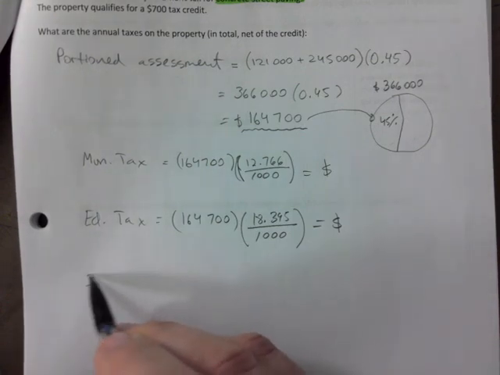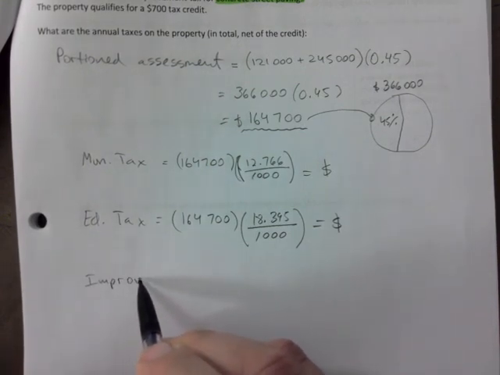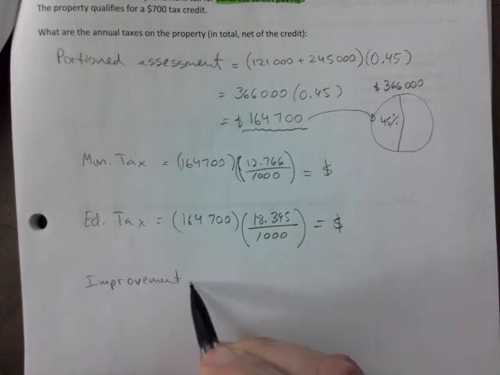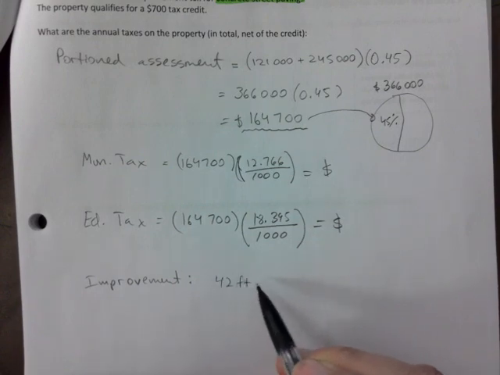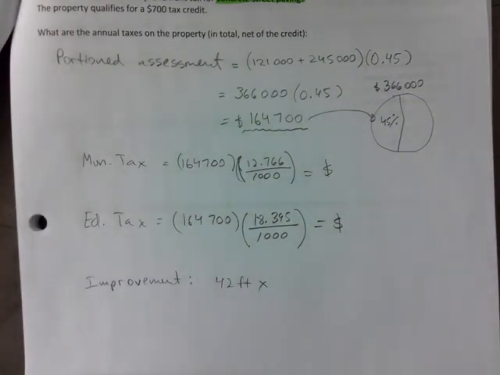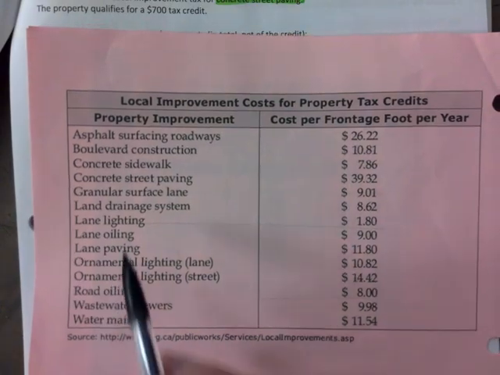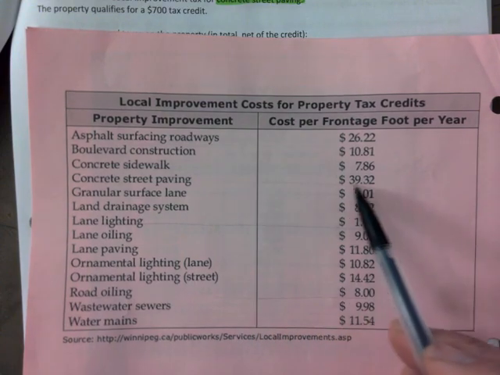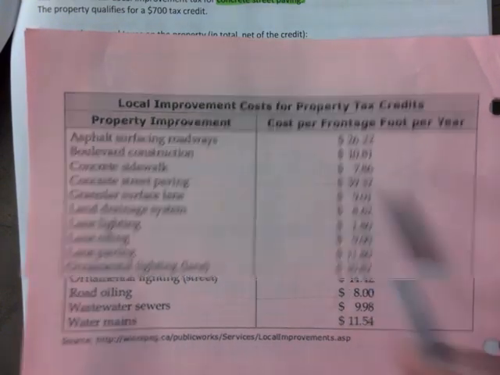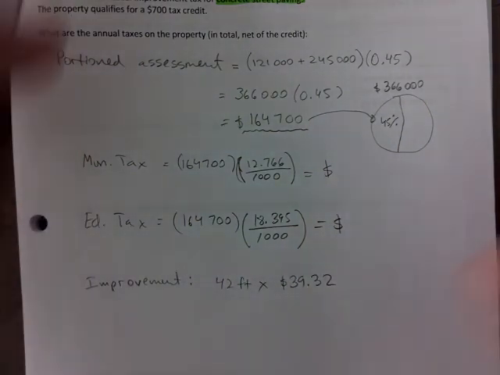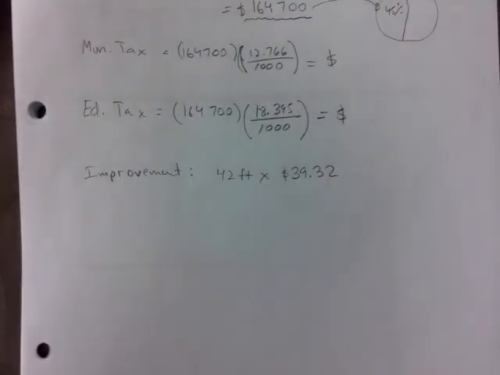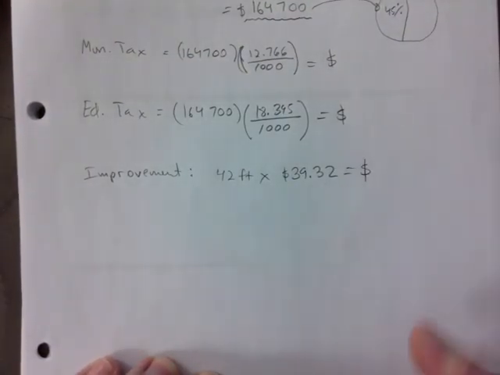And then improvements. And sometimes there are more than one. So I'm just going to go concrete paving, which is 42 feet, times, you already found that rate earlier. But because I want another good example on here, I'm just going to go find concrete paving. Is it concrete street paving? Yes. So it's this one, which is 39.32. If I ever give you a rate, don't bother going to the pink chart. Just use the rate that I give you. Sometimes I will give you those. Okay. So that gives me another number.